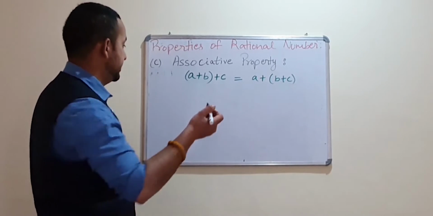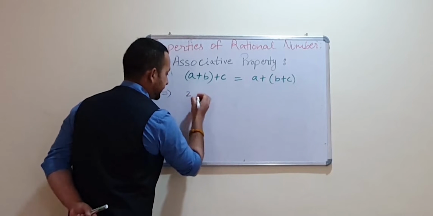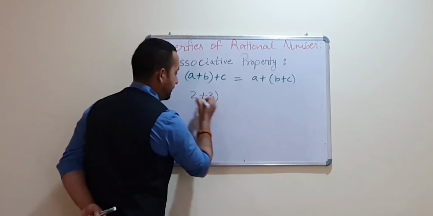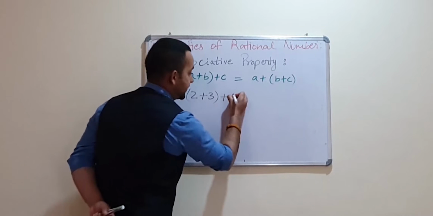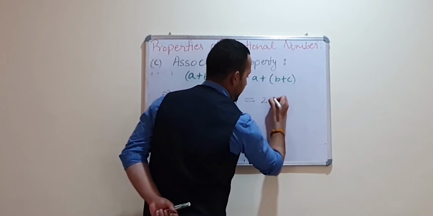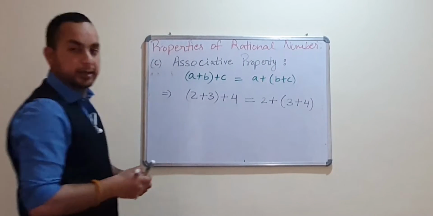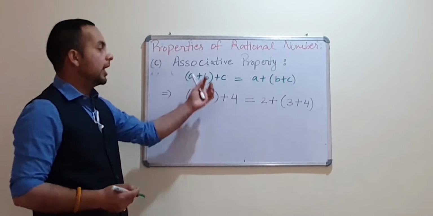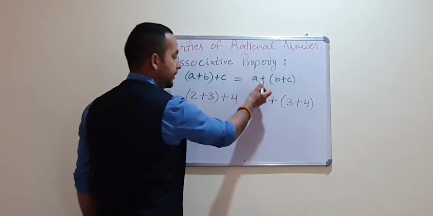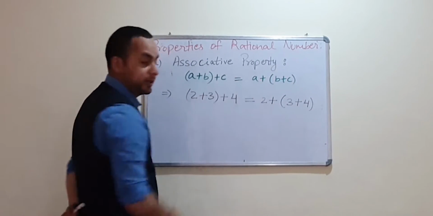Now let us verify the associative property with an example. If I substitute 2 in place of a, 3 in place of b, and 4 in place of c, then (a + b) + c equals a + (b + c). We are going to check whether these two are the same or not.